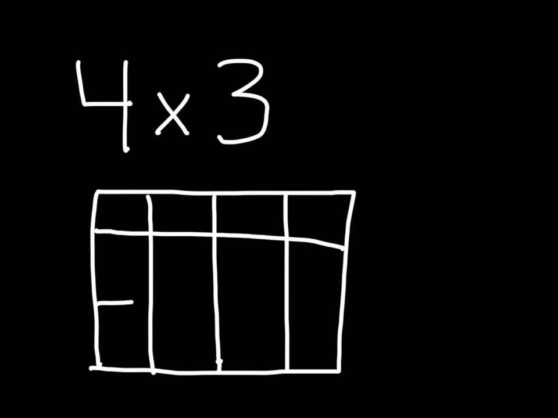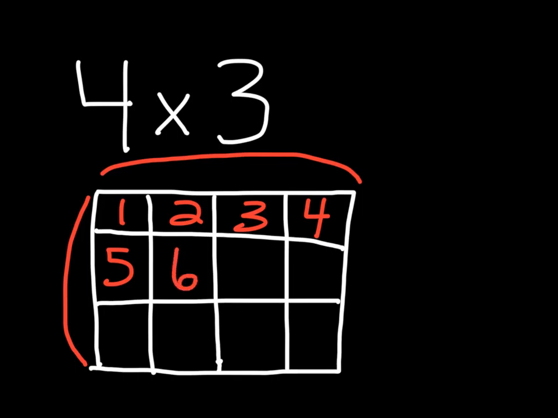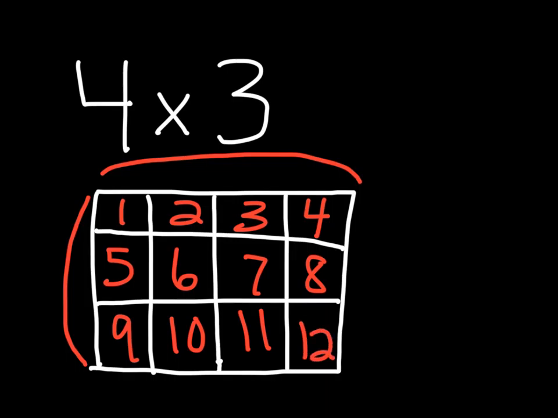1, 2, 3. Now I'm going to count how many boxes I have, because I know I have 4 groups of 3 now. 1, 2, 3, 4, 5, 6, 7, 8, 9, 10, 11, 12. We obviously knew that there was 12 without counting them, but it's nice if you want to go back and check. So 4 times 3 equals 12, and we can see that represented in our area model.